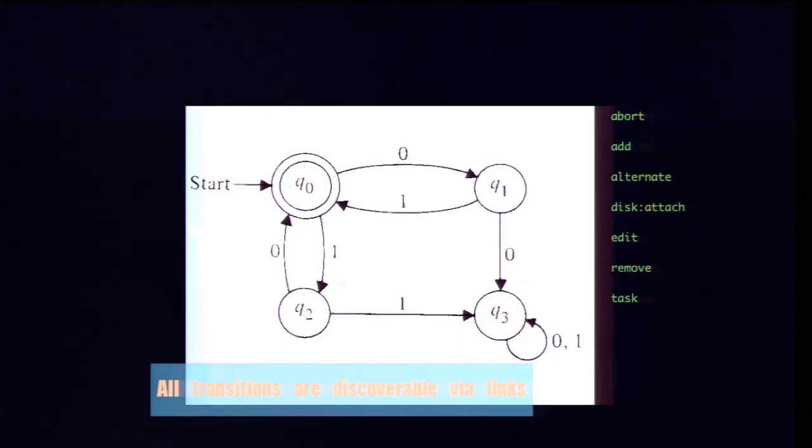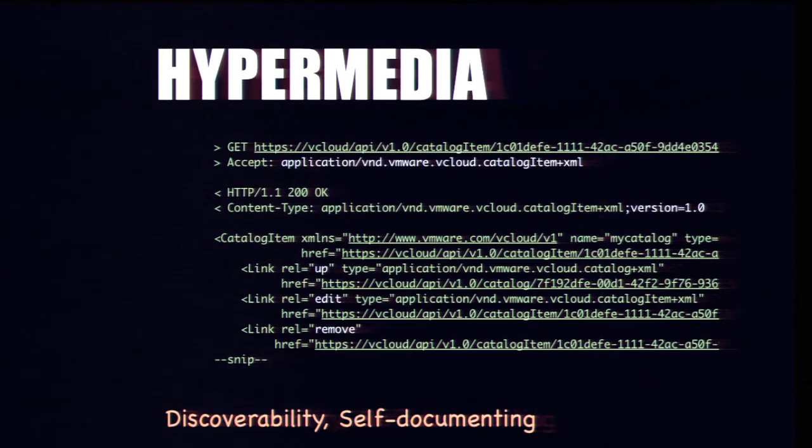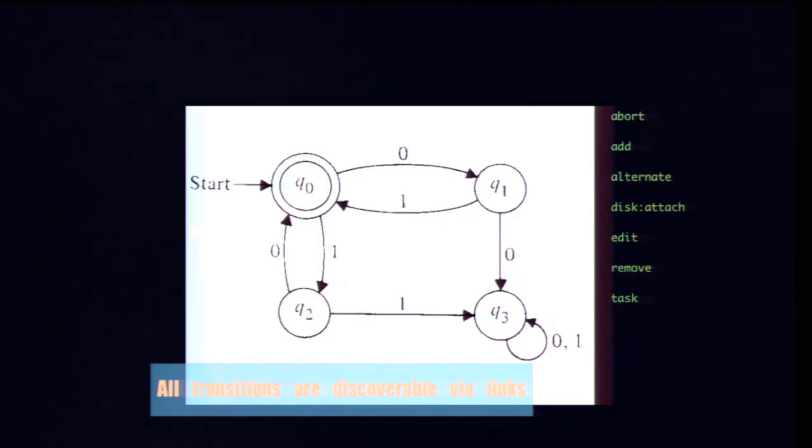So let's think again about these transitions. I mentioned these links, and so all transitions are discoverable by links. So if we looked here, we saw these links here. What does that basically hint at? It hints at a state machine, right? HATEOAS really stands for hypertext as the engine of application state. So state machine.